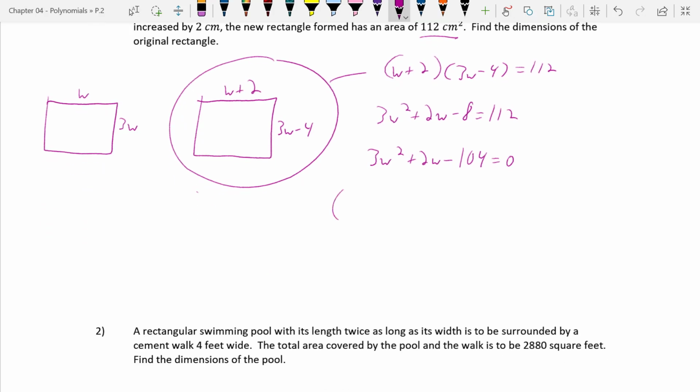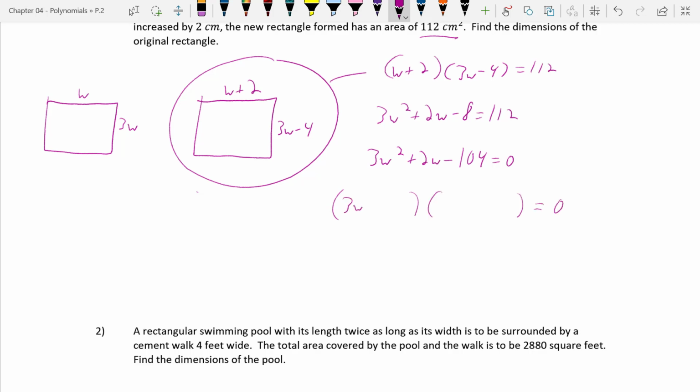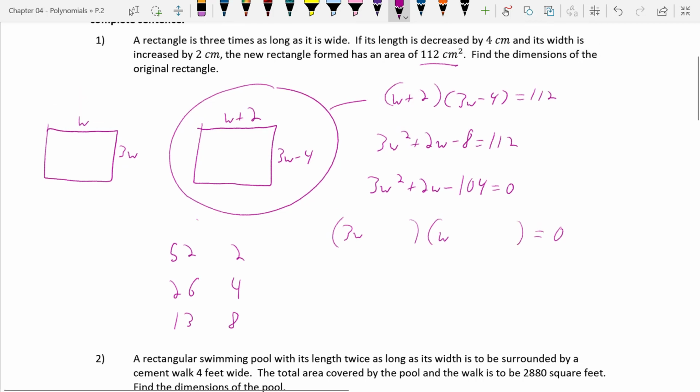Now we have a little bit of a factoring challenge, so let's split this into parentheses and set this up. 3W and W. 104 is the same as 52 and 2. 52 is 26 and 2, so that's 26 and 4. If I multiply the 4 times 3, I get 12. That's not close enough. So let's cut that in half again. 13 and 8. If I multiply the 8 times 3, I get 24. That's not going to do it. Let's try the 13 times 3. 13 times 3 is going to be 39. 39 and 8. That won't do it.